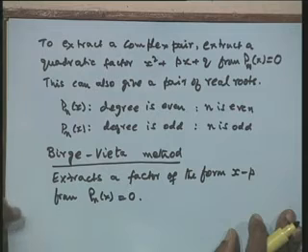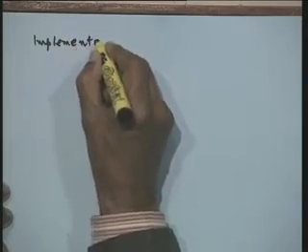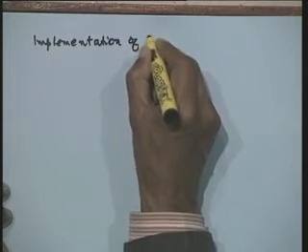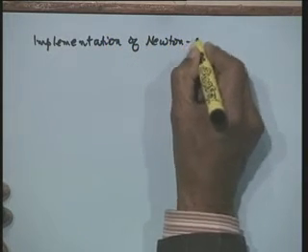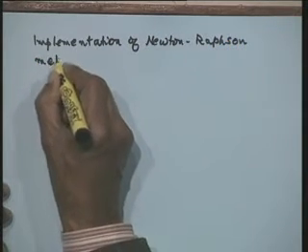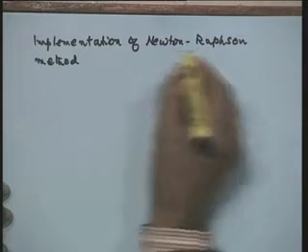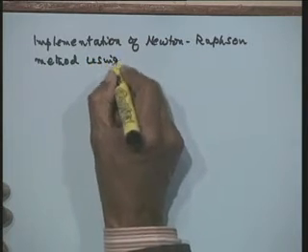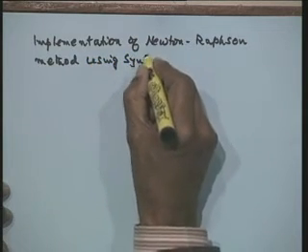Now the Bairstow-Vieta method is nothing but the implementation of the Newton-Raphson method to polynomial equations using synthetic division. We will define how we go about synthetic division, but the method is an implementation of the Newton-Raphson method, which we have done earlier for f(x) = 0, using synthetic division.